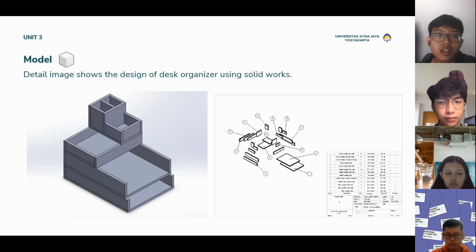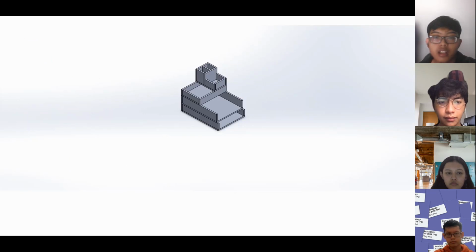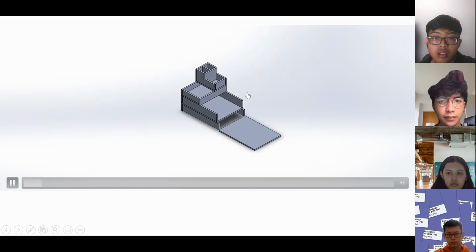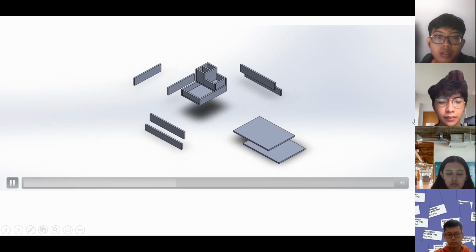And here is the model. The detail image shows the design of the desk organizer using SolidWorks. So here, the left one is our orthogonal view in SolidWorks, and on the right side is the exported view in 2D drawing. And here is the animation of the exported view.